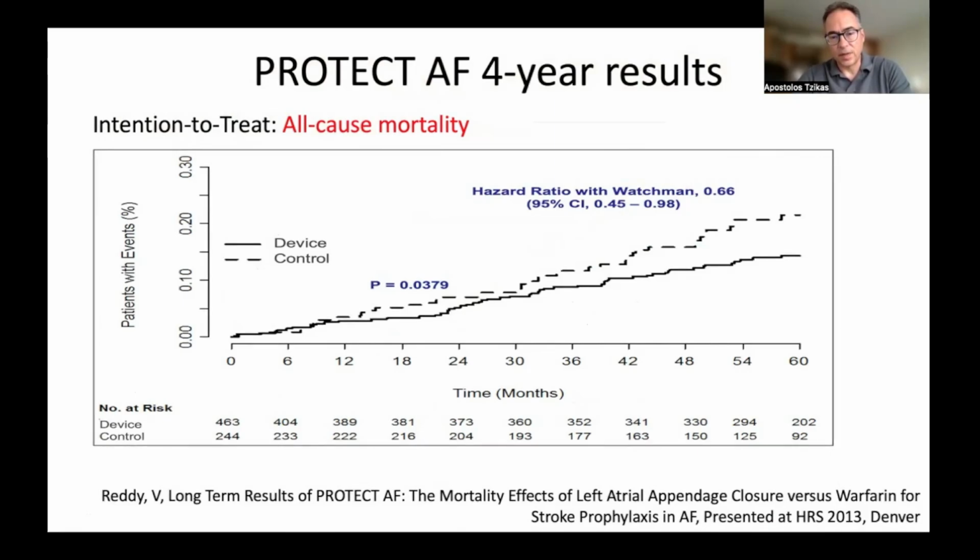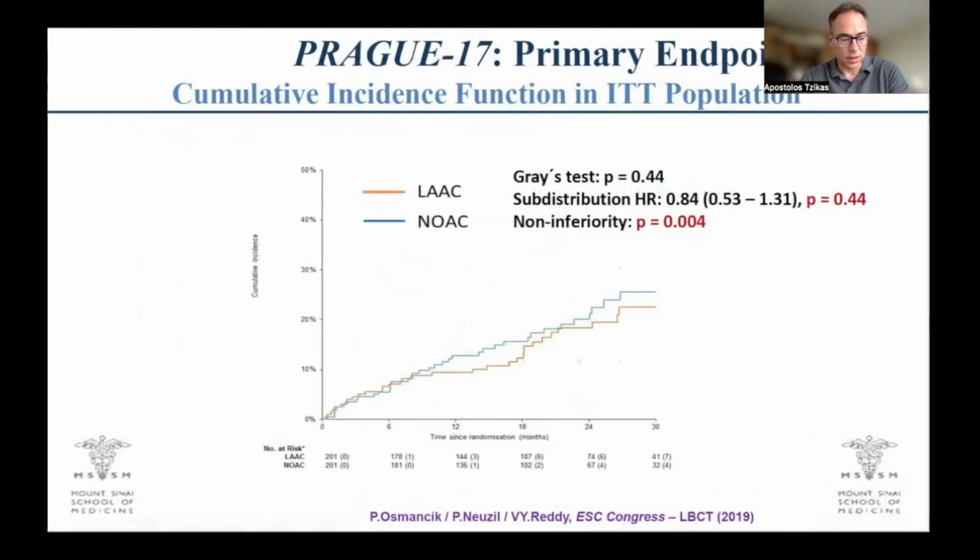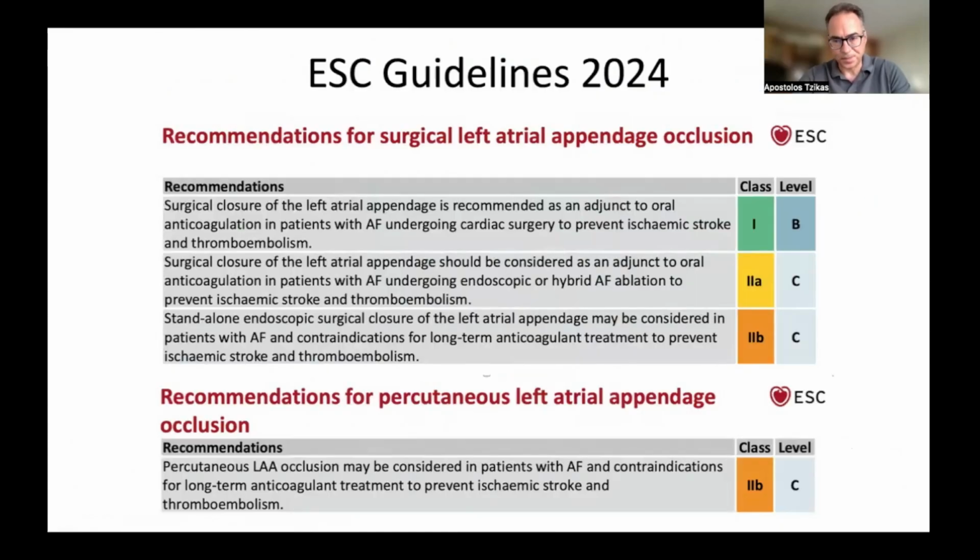And this is true, meaning that we have this nice result by PROTECT AF, where we show a reduction in all-cause mortality at 4 years. However, we do not have big trials comparing LA closure with NOACs, with the exception of PRAGUE-17, which was a small study. This has changed, and I will show you 1 or 2 items about it.